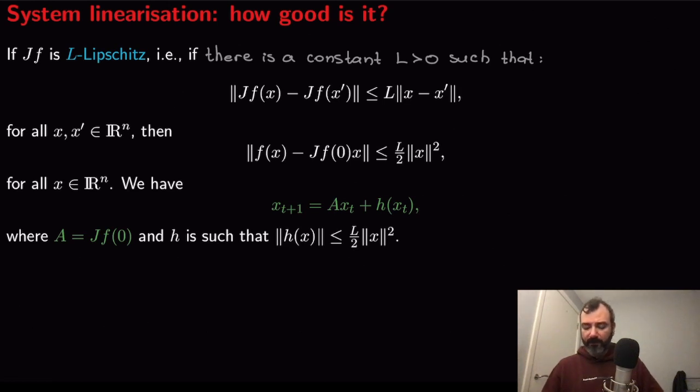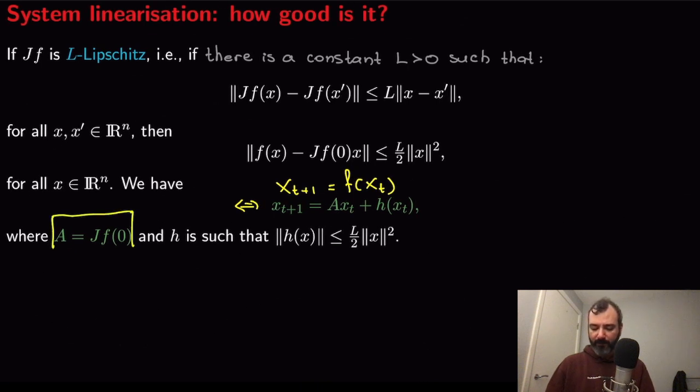So at the end of the day, we have the dynamical system. Let me write it down once again. x t plus 1 is f of x t. This is the original dynamical system, which we can write absolutely equivalently like this. x t plus 1 is, I'm writing f like A x plus error. Linearization plus the remaining part, h of x t. A is the Jacobian of f at 0.